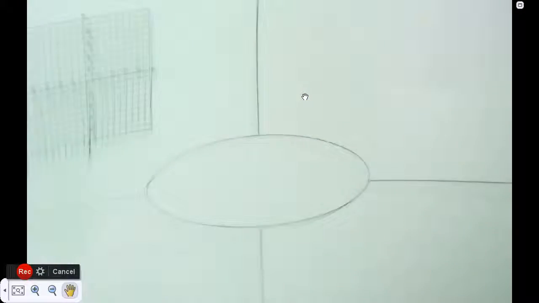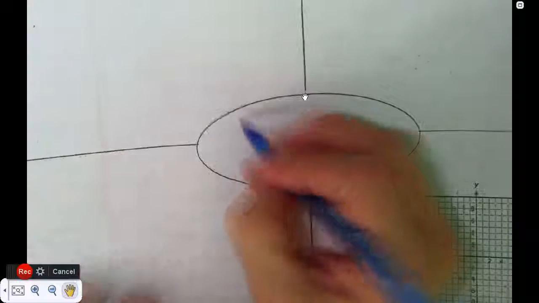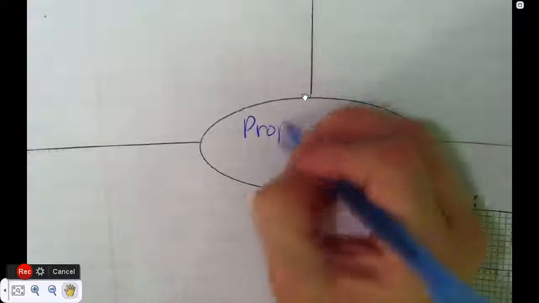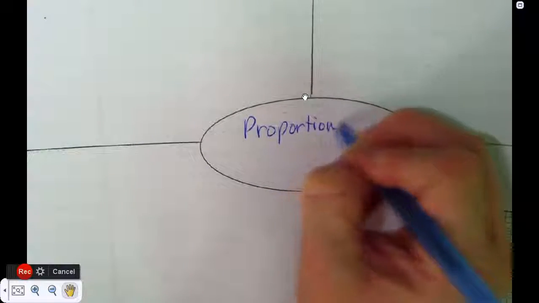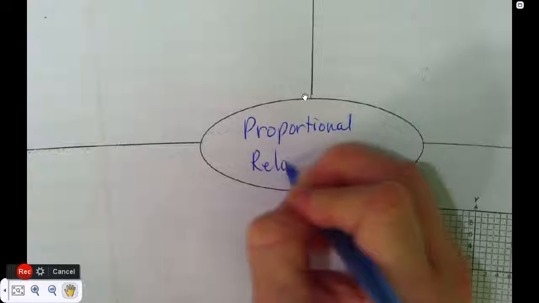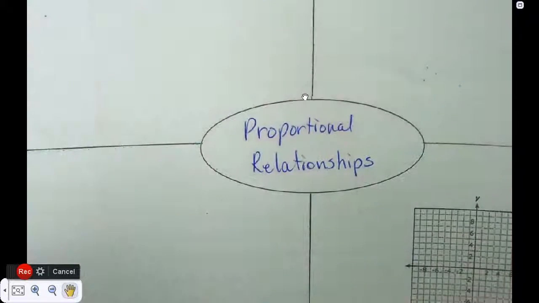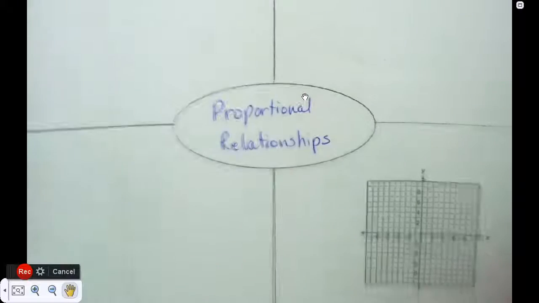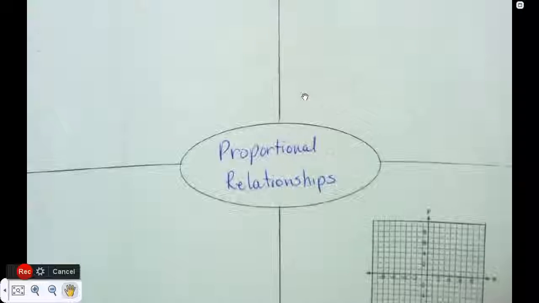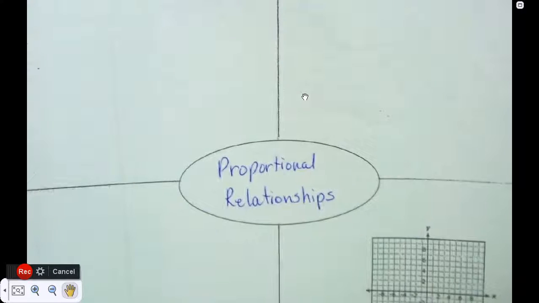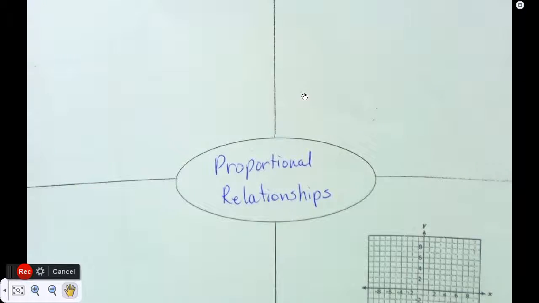On our notes, we're going to write proportional relationships. And guys, I meant to do this on colored paper and totally forgot. Went down to the copy machine and just went to copying. And then I cut them. After I cut them is when I remembered. So proportional relationships.